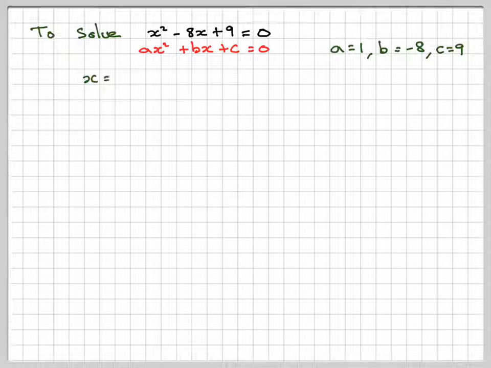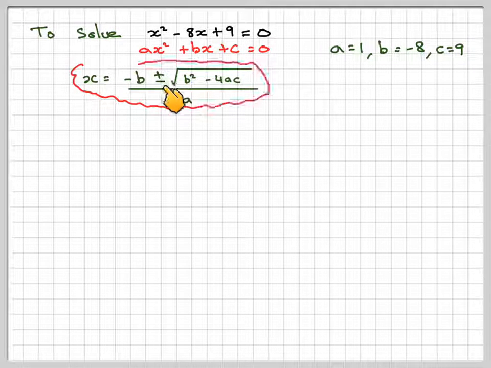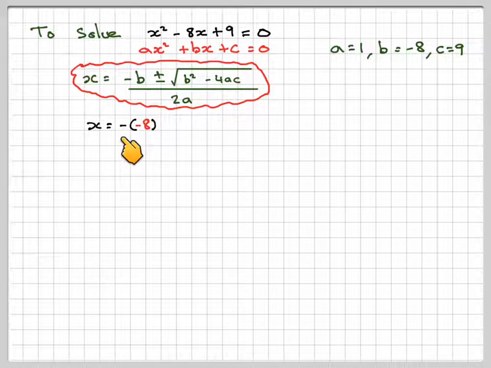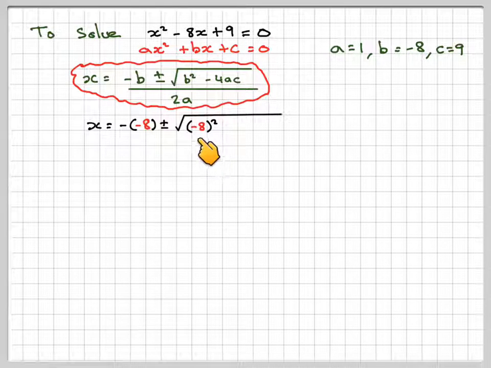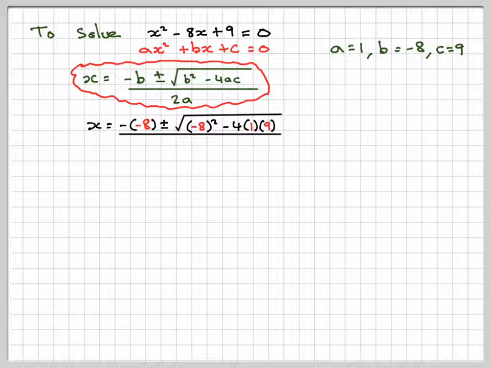Write down the quadratic formula, so x is minus b plus or minus the square root of b squared minus 4ac all over 2a. And now we need to substitute the numbers in carefully, particularly the b because it's minus 8. So x is going to be minus brackets minus 8, plus or minus the square root of minus 8 all squared. It's very, very important that you put those brackets in, otherwise you'll end up with minus 64 there. Minus 4 times 1 times 9, all divided by 2 times a, which is 2 times 1.